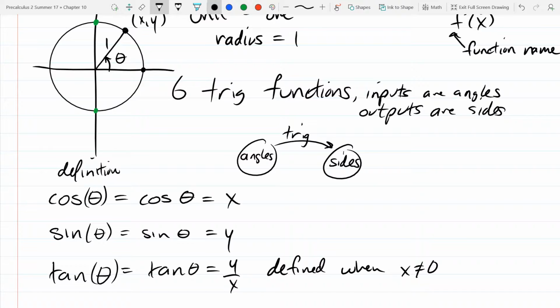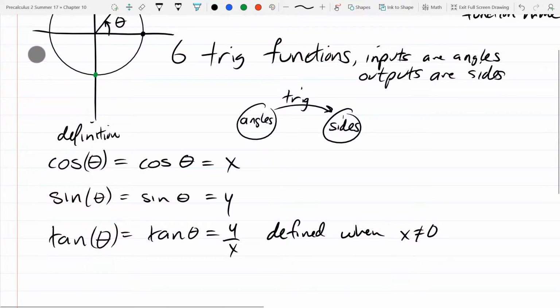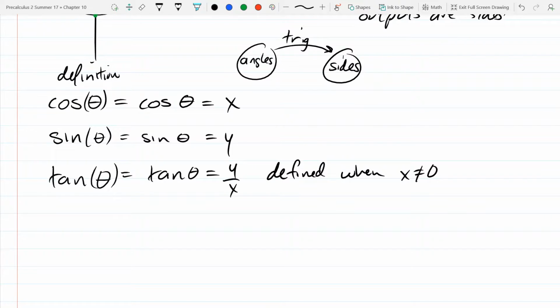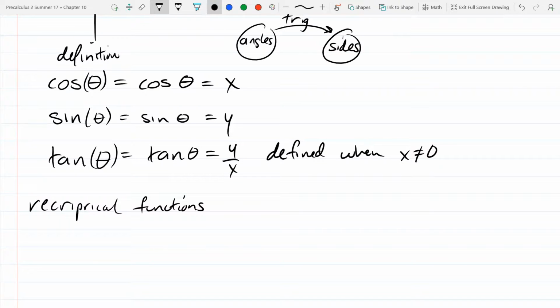So just like any fraction, if you're dividing by a variable, this can be defined when that variable on the bottom is not 0. So the other three functions are called the reciprocal functions. Reciprocal functions, we'll start at the reciprocal of cosine, sec theta. Of course, we're just going to write sec theta. This is the reciprocal of x.